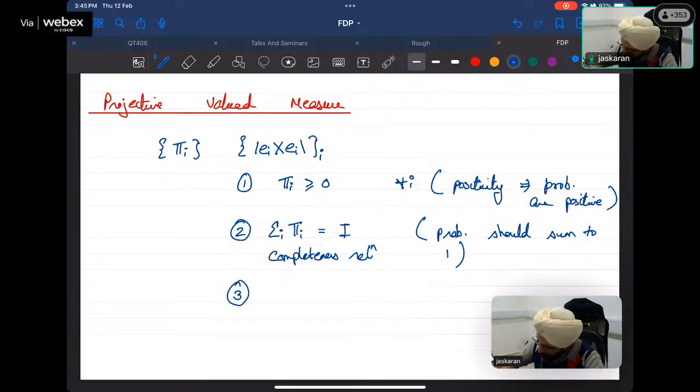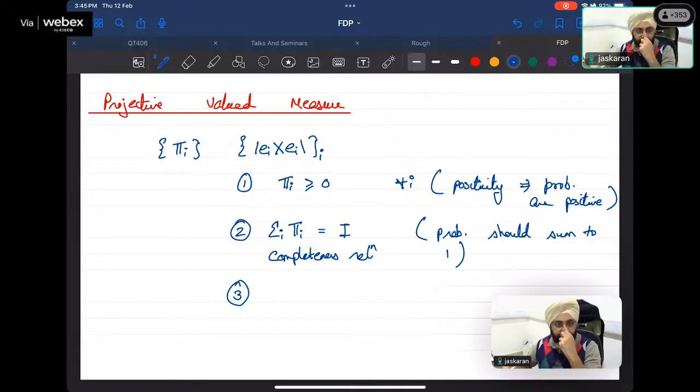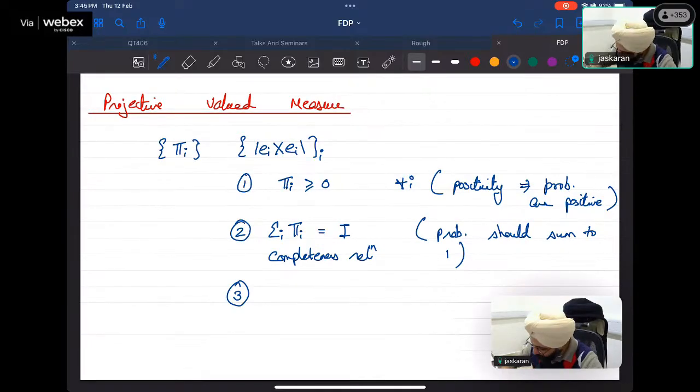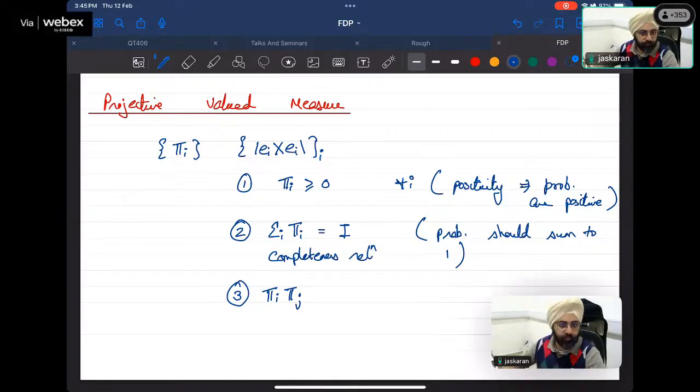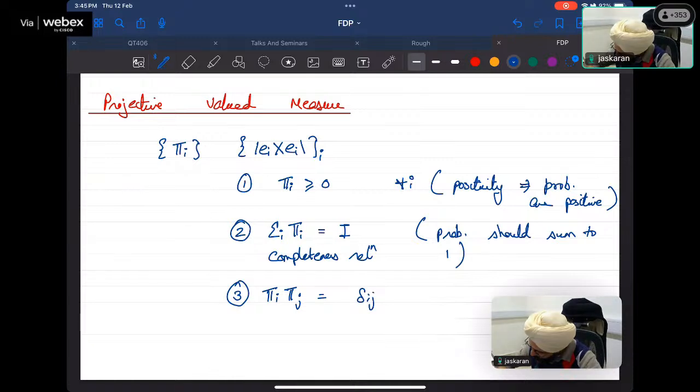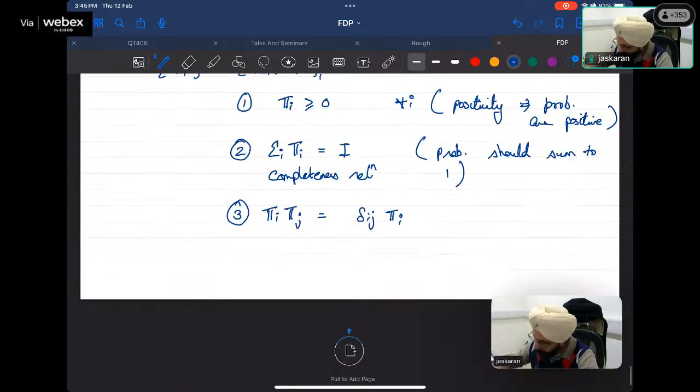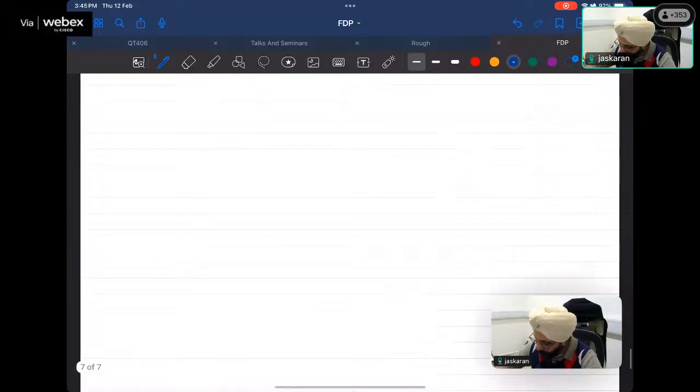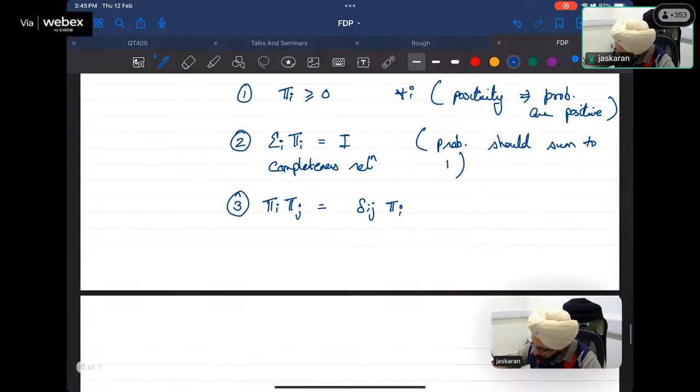And thirdly, we also require that they should be valid projectors. They should be orthonormal projectors. This condition translates into pi_i pi_j: if I take the product of two projectors, pi_i and pi_j, it should give me delta_ij pi_i. And this condition is what we will call orthonormality.